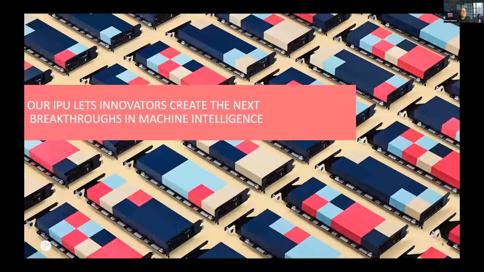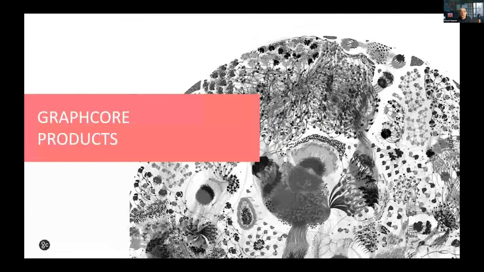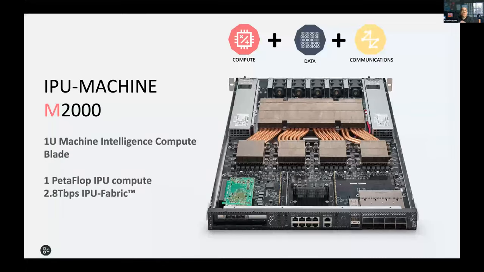So the GC200 IPU processor unit, but of course, in conjunction with our software, we are building what we call the IPU M2000 intelligent compute blade. If you look at this blade, as I'm presenting on the slide, it contains the aggregated performance of the single chip and also memory. So you have something like one petaflop of IPU compute power.